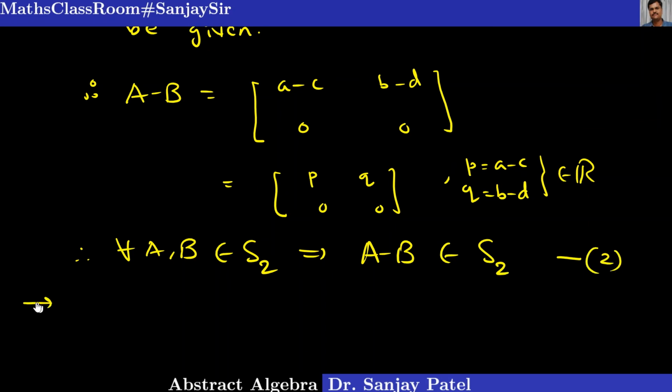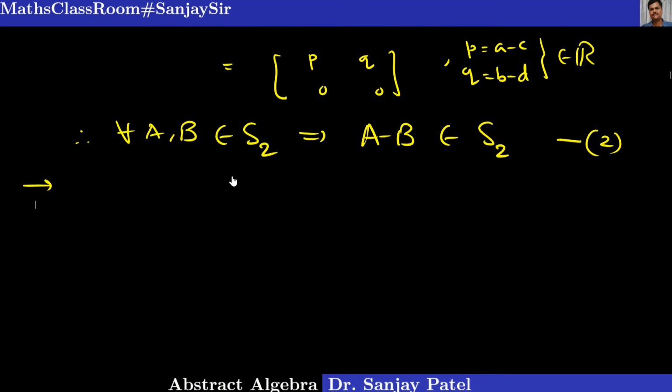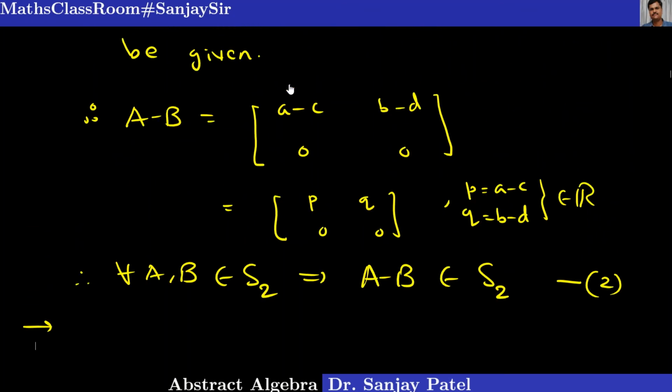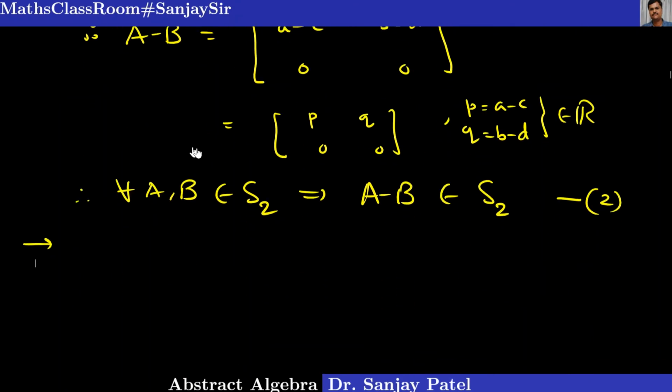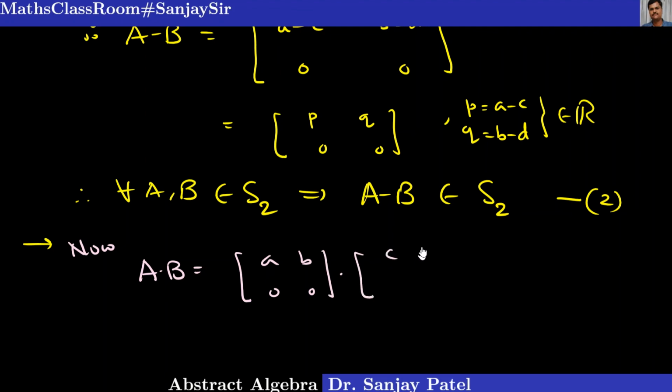Finally, what is left is the matrix multiplication. So for the same two matrices A and B, I will be finding A into B, for the same matrices which we have written here. So now, for the same A and B, if I find A into B, where A and B are arbitrary matrices as taken above, I want to see what is the multiplication of these two matrices.